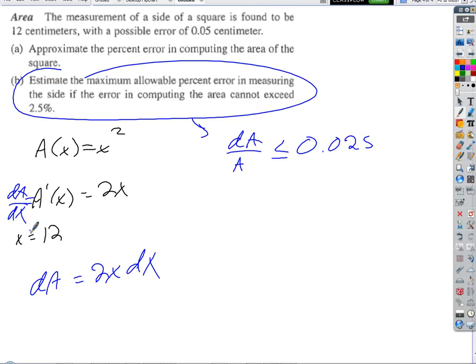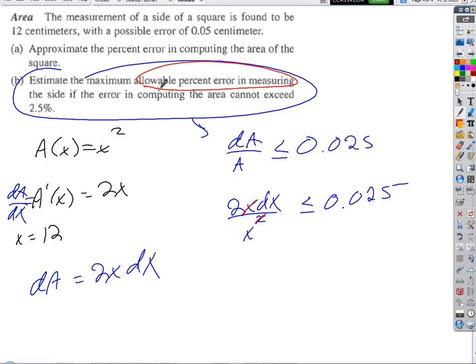Okay, so if we put this into our formula here, what does this give us? 2x dx over x squared has to be less than or equal to 0.025. Okay, so we could cancel an x, and what's the only unknown here then? dx. That's it, right? And look how cool this is. What they really want here is the maximum allowable percent error. So what's that really going to look like?